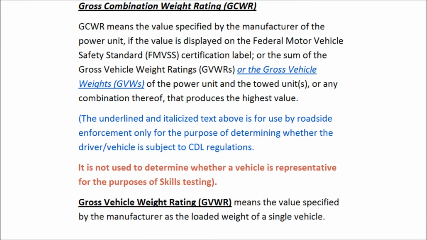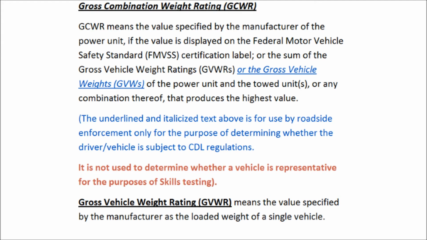GCWR means the value specified by the manufacturer of the power unit, if the value is displayed on the Federal Motor Vehicle Safety Standards (FMVSS) certification label, or the sum of the gross vehicle weight ratings (GVWRs), or the gross vehicle weights (GVWs) of the power unit and the towed units, or any combination thereof that produces the highest value.